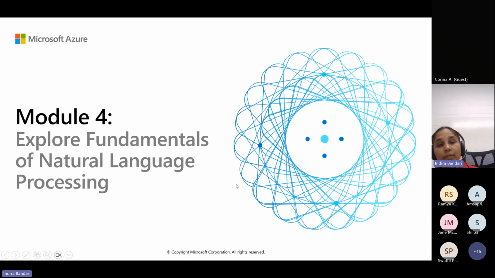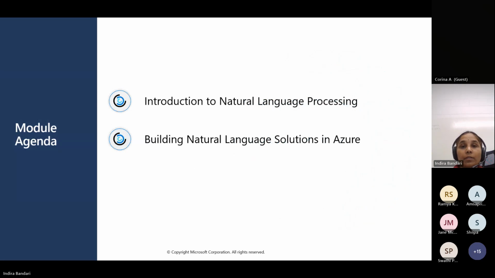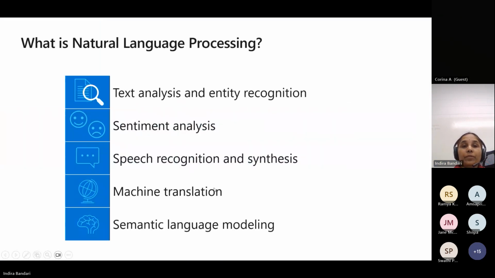Now, in this one we will explore more fundamentals about natural language processing. This will give you the introduction to natural language processing and also building natural language solutions in Azure. So, what is natural language processing? There are five aspects to natural language processing. The first one is text analysis and entity recognition.